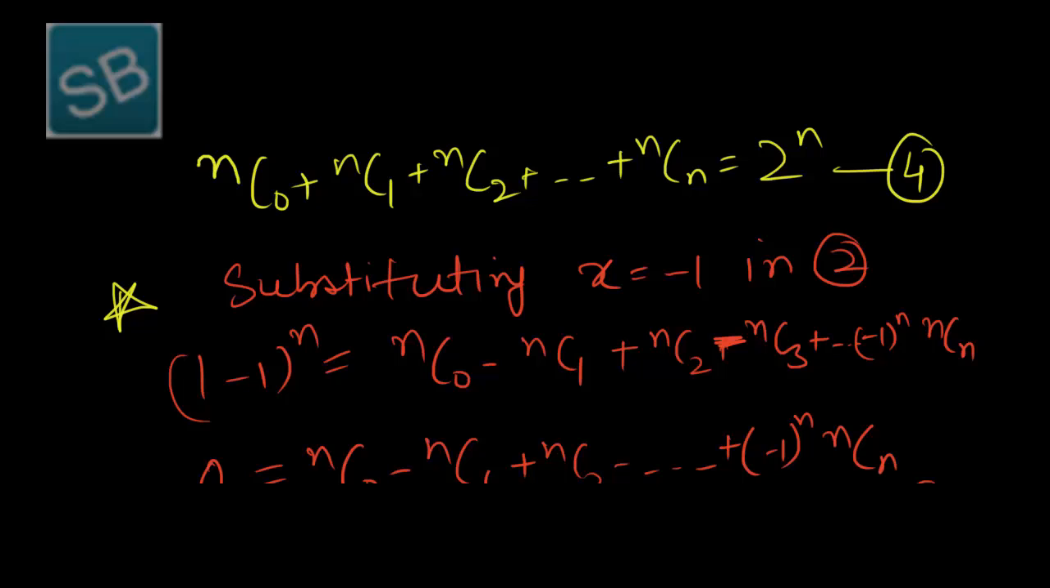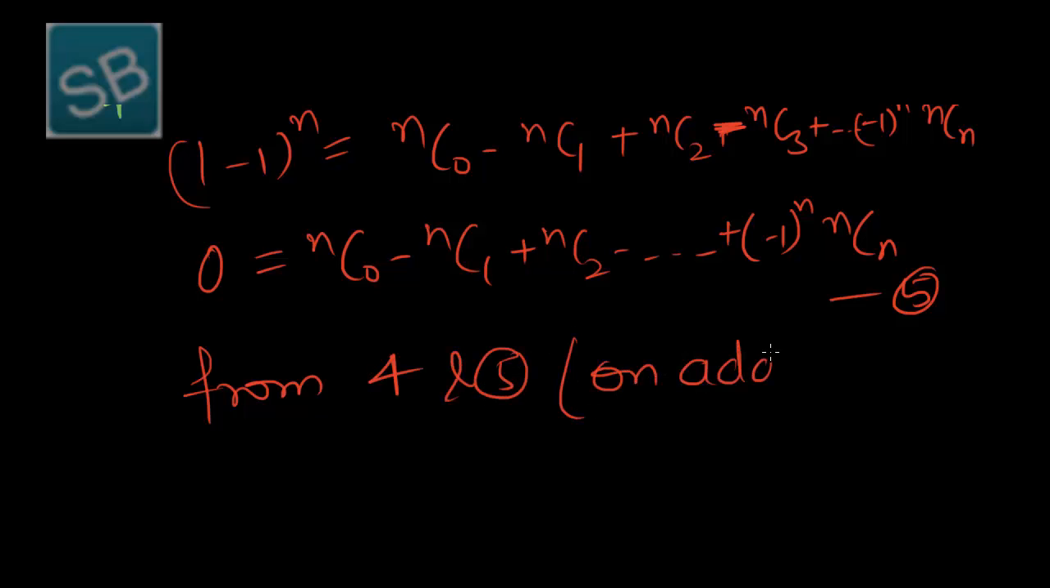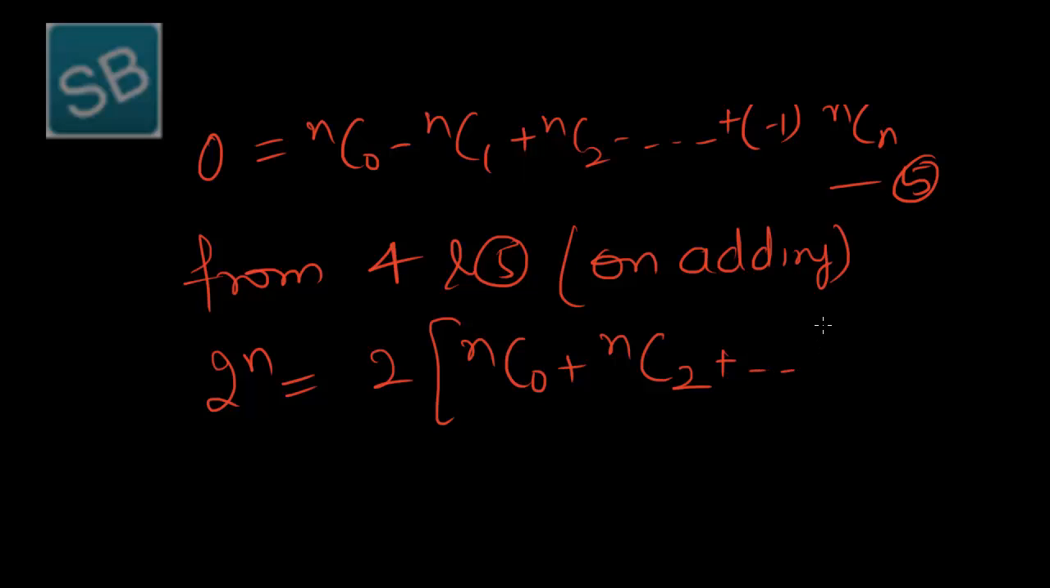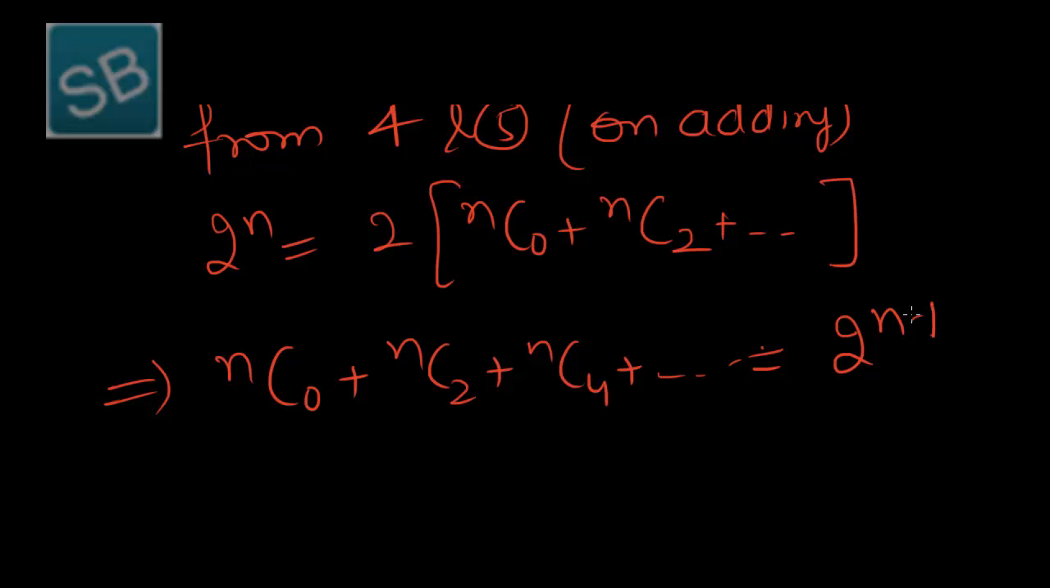So from 4 and 5, on adding, the minus terms cancel, and 0 + 2^n is 2^n, and it gives 2 times (nC0 + nC2 + and so on). It depends on the value of n whether the last term remains here or not. So we get nC0 + nC2 + nC4 + and so on = 2^(n-1).